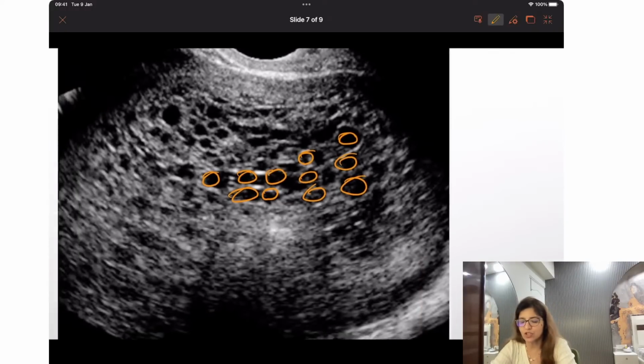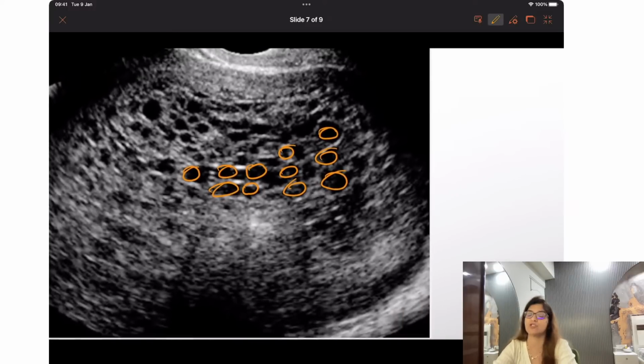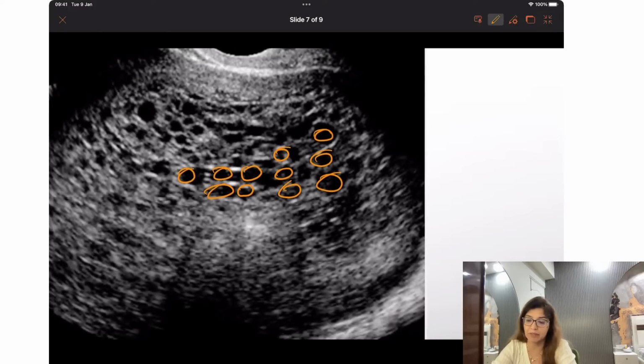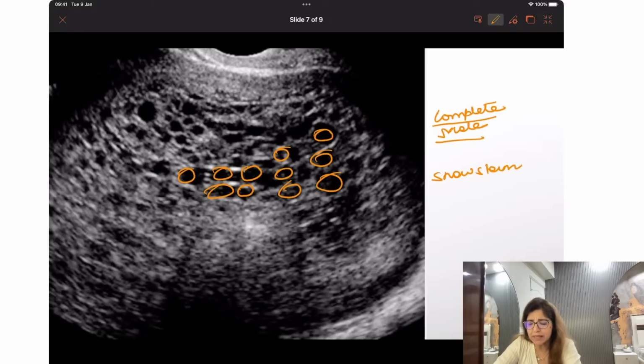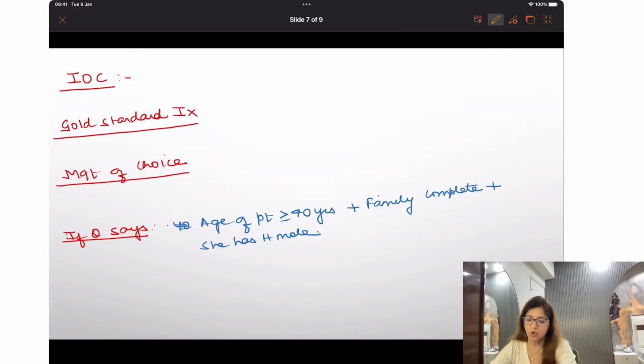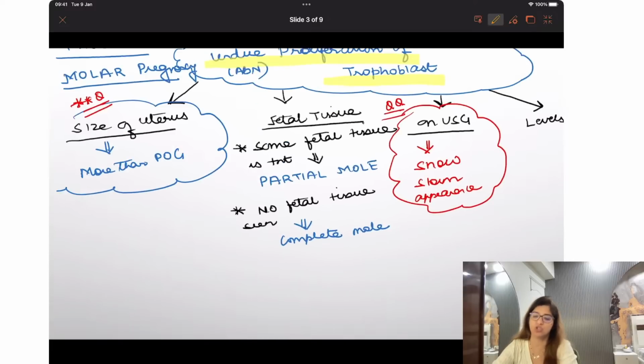So whenever your question shows you this picture and they ask whether it is partial mole or complete mole, always say that this is a complete mole, right? Why? Because no fetal tissue is seen. Do we see any fetal tissue here? No, we don't, right? So snowstorm appearance is typically seen in complete mole. It can be seen in partial mole also, but it is very characteristic of complete mole, right? So on ultrasound, you are going to get snowstorm appearance.